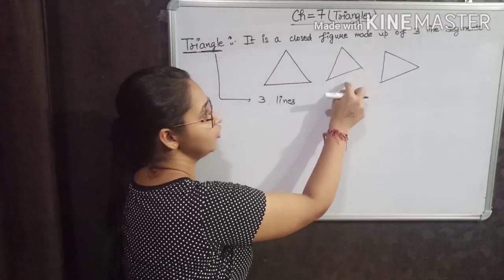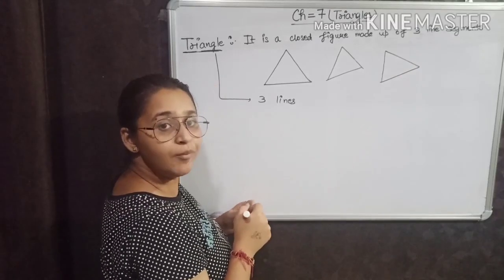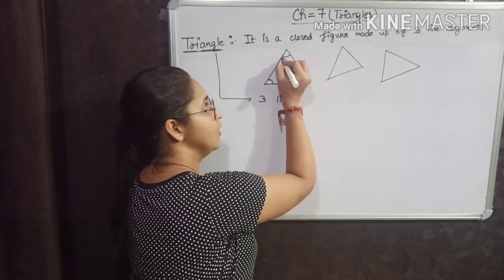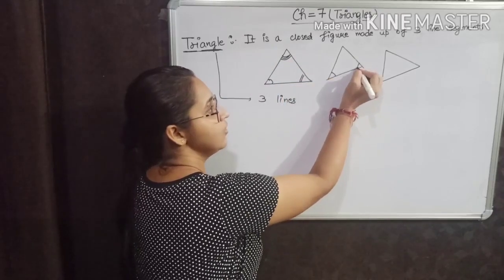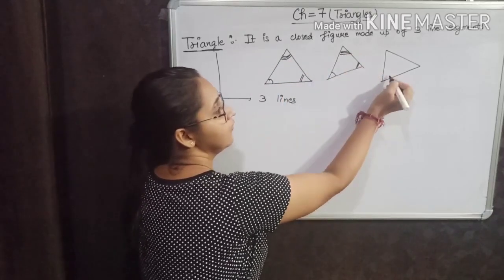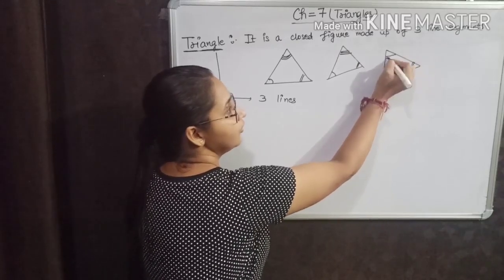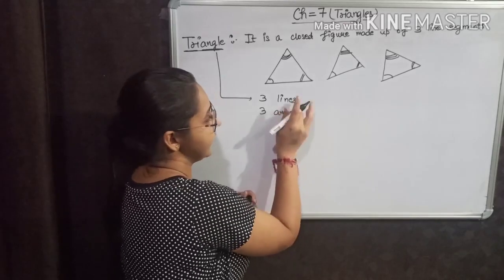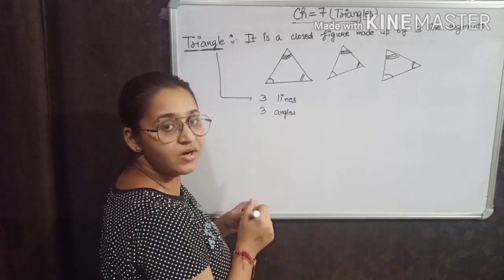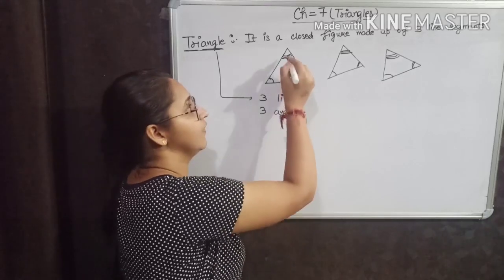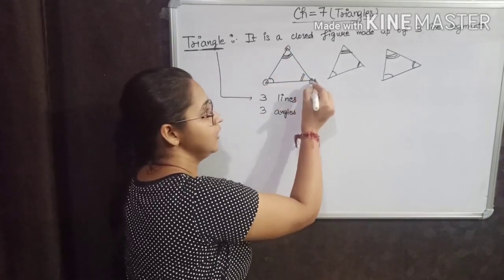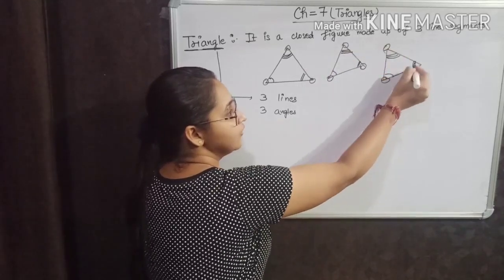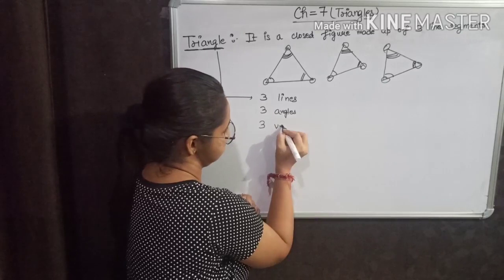Now, how many angles are here? See, 1, 2, 3. It means 3 angles. I can write 3 lines, 3 angles. Now, vertices. How many vertices are here? 1, 2, 3. 3 vertices.